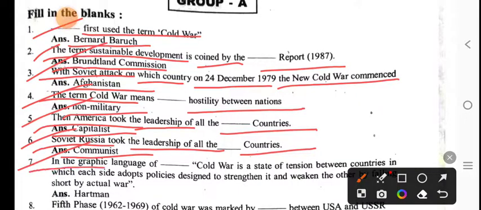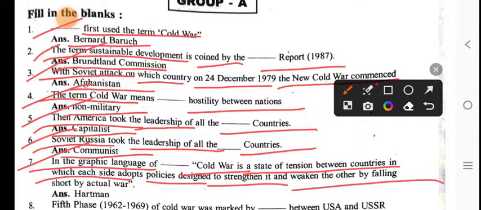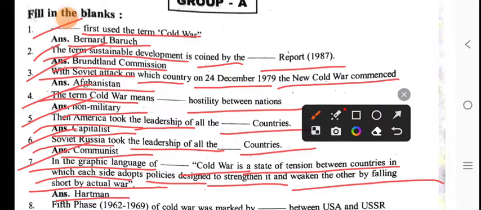In the geographic language of Hartmann, Cold War is a state of tension between countries in which each side adopts policies designed to strengthen itself and weaken the other, falling short of actual war.